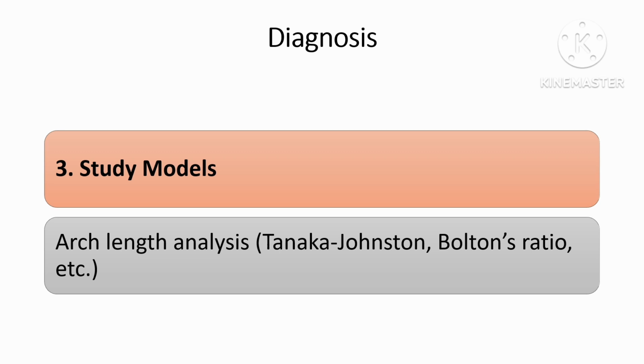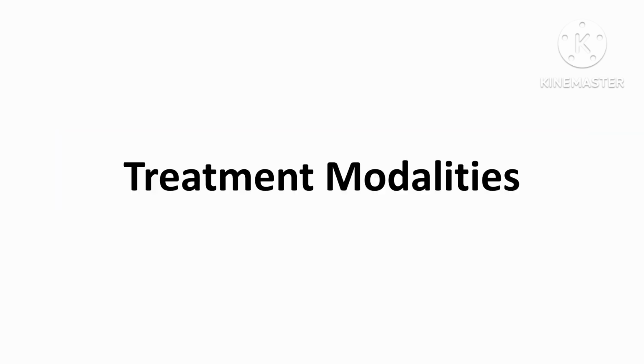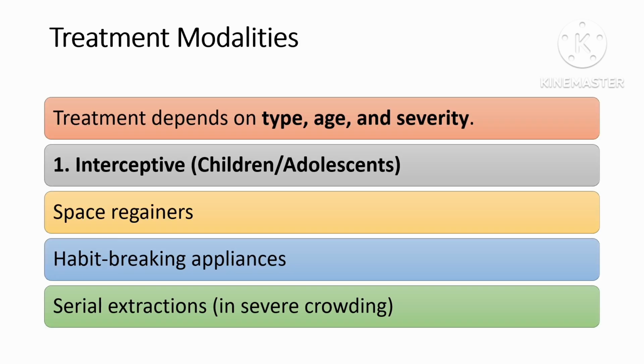Coming to the various treatment modalities for class 1. First of all, talking about the interceptive orthodontics for children in mixed dentition. The goal of interceptive orthodontics is to prevent worsening of the malocclusion. It is indicated in those cases where the skeletal bases are normal but developing irregularities are seen.